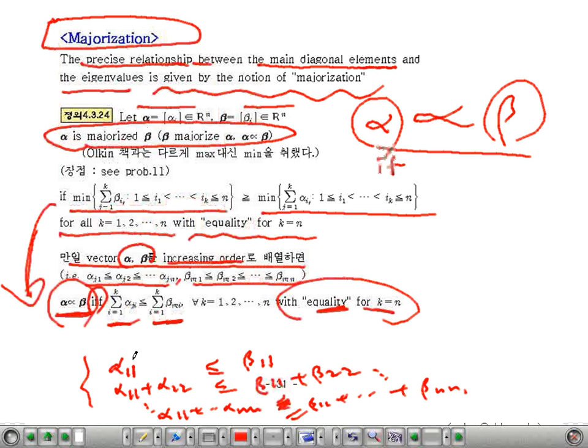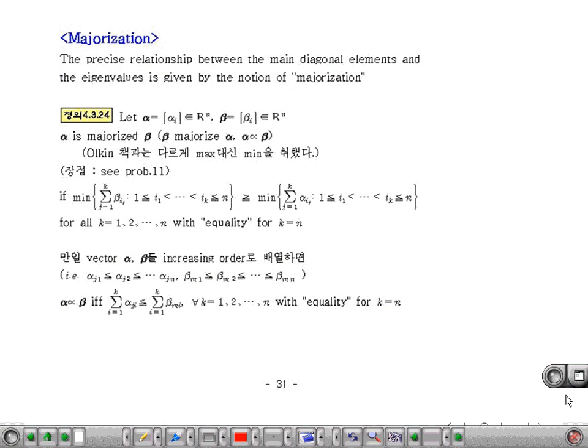Anyway, I will talk about majorization. Since time is almost up, I will end here, and we will continue on majorization and its applications next class. Any questions? Any questions?